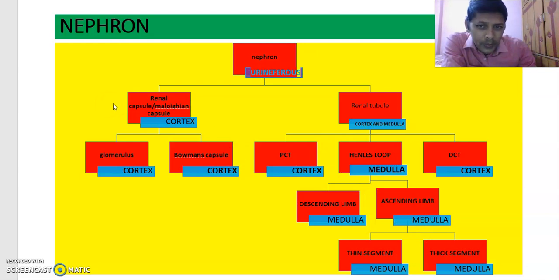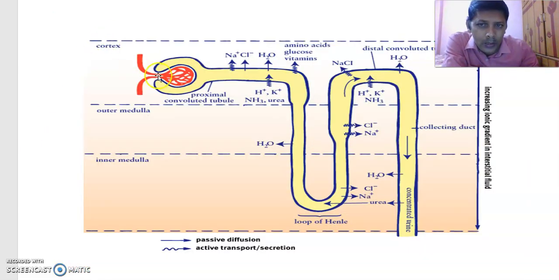What are the various parts of the nephron? Nephron basically consists of two parts. One is the renal corpuscle, another one is the renal tubule. The renal corpuscle consists of two parts: one is called Bowman's capsule, another one is called glomerulus. I will show you here. This is the glomerulus and this is the Bowman's capsule, together called Malpighian capsule or Malpighian body.